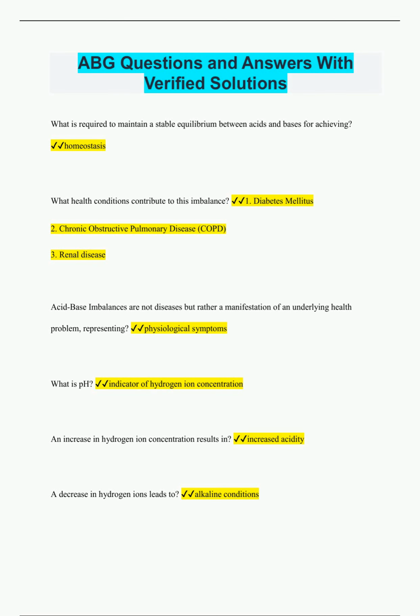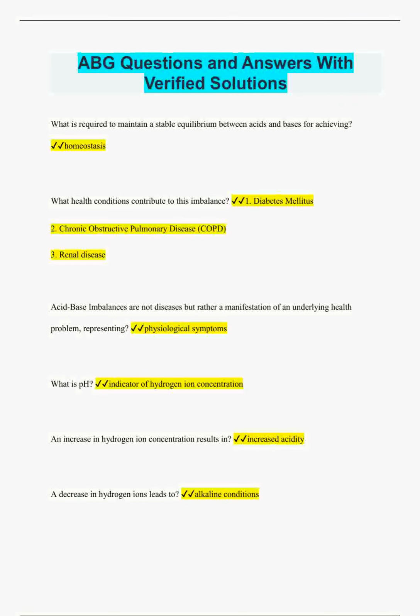ABG questions and answers with verified solutions. What is required to maintain a stable equilibrium between acids and bases for achieving homeostasis? What health conditions contribute to this imbalance? 1. Diabetes mellitus. 2. Chronic obstructive pulmonary disease, COPD.